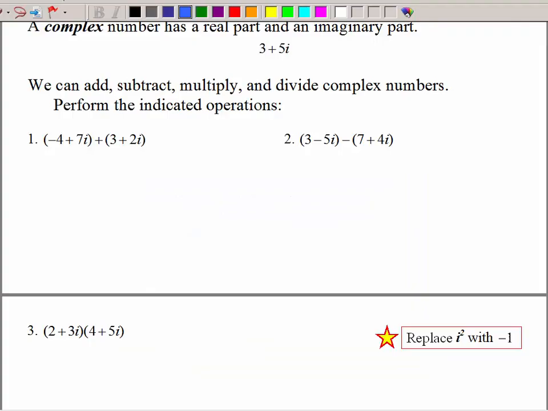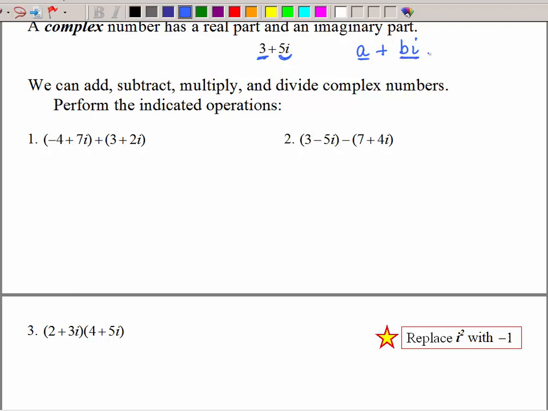So what we're going to do today is learn how to add, subtract, multiply, and divide what's called complex numbers. A complex number has a real part, which are all the numbers you learned up until today, and then what's called the imaginary part. It's called a plus bi. a is the real part, and that bi is the imaginary part.